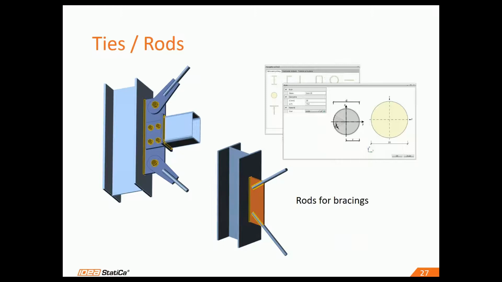Now you can also use ties or rods for your bracings. It's in the connecting plate and gusset plate operations, and they can be welded to another steel plate.